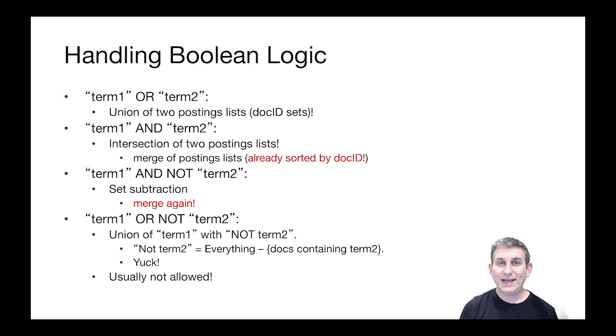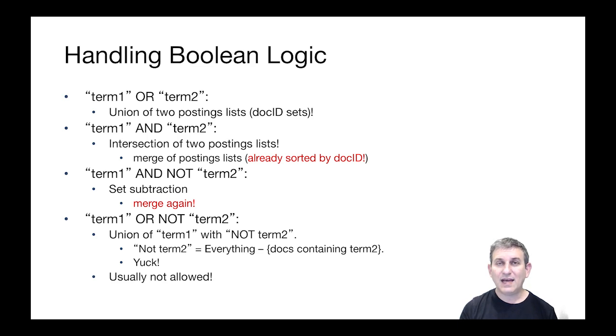If we have term 1 and term 2, that's the intersection of the two postings lists. And here, definitely, we would want to merge them in order to find those things that are in both postings lists. The postings lists are sorted by doc ID. So this is a direct merge join of those two postings lists. And that just gives us for term 1 and term 2, the list of documents that have both.